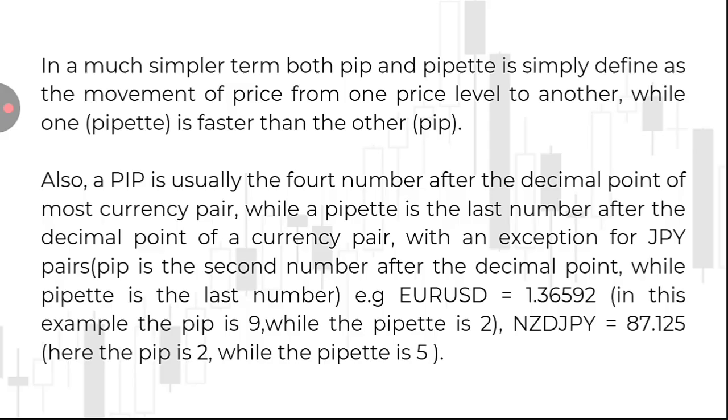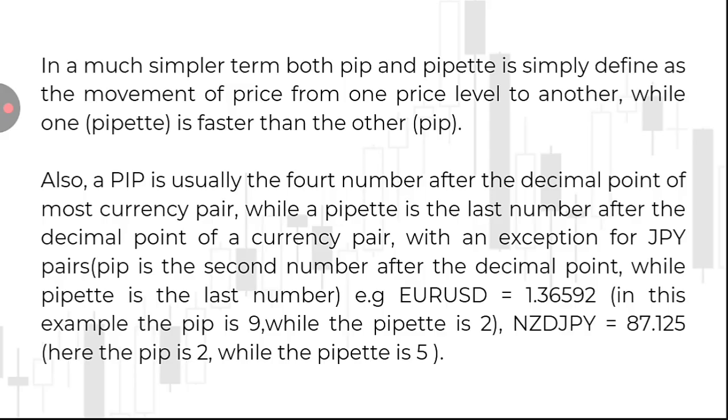While for JPY pairs, let's use NZD/JPY as an example. Let's say the current price of NZD/JPY is 87.125. So here, the pip is 2, which is the second number after the decimal point, while the pipette is 5, which is the last or third number after the decimal point. Hope you have a better understanding of that now. So a pipette is the last number after the decimal point, and it moves faster than the pip.